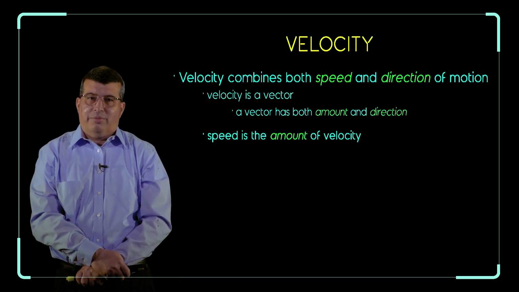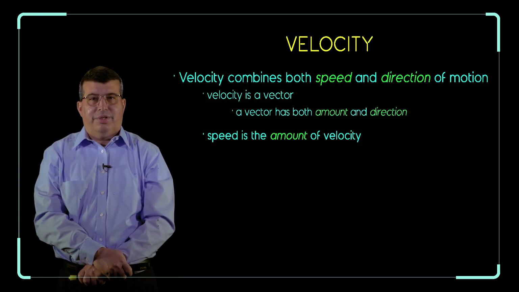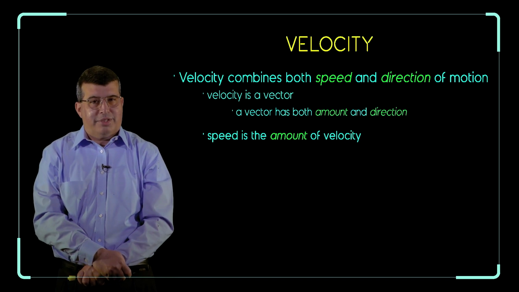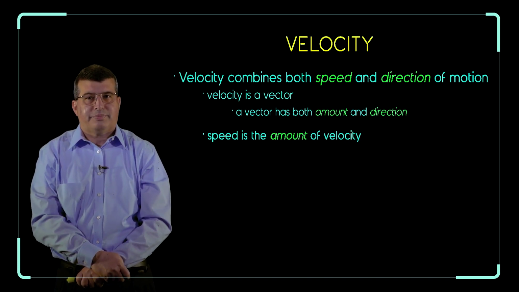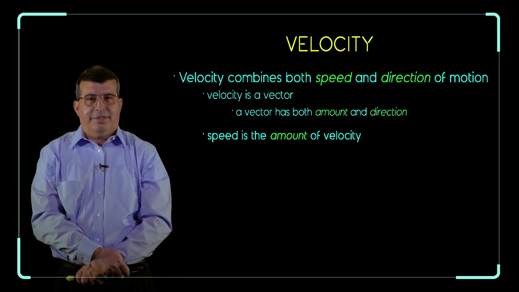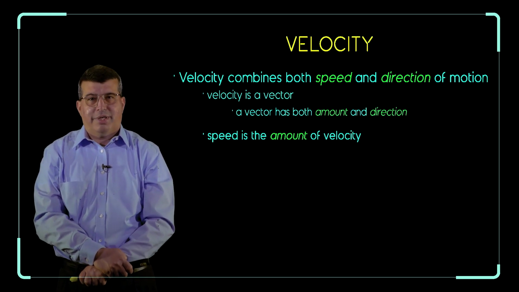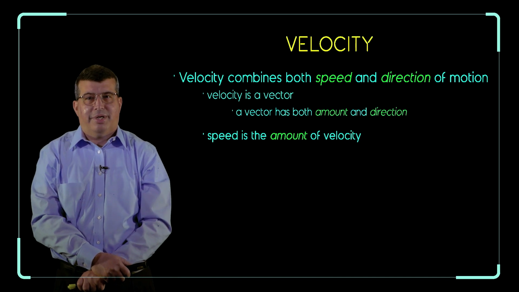There will be more. For example, force in our next unit is also a vector quantity, and the direction of a force matters as much as the amount of the force. So velocity is the combination of both your speed and your direction of motion. Speed is the amount of velocity, and direction of velocity is the direction.